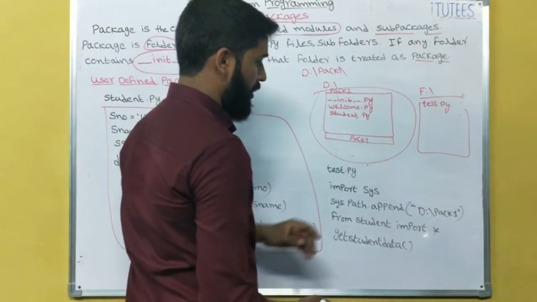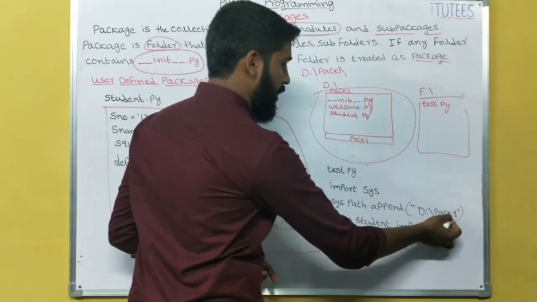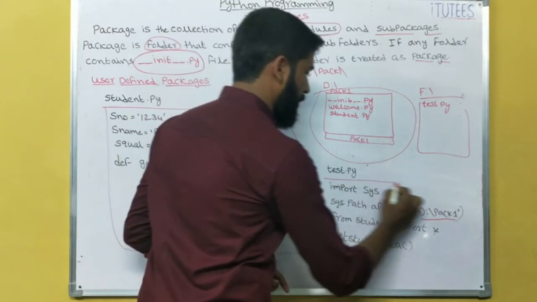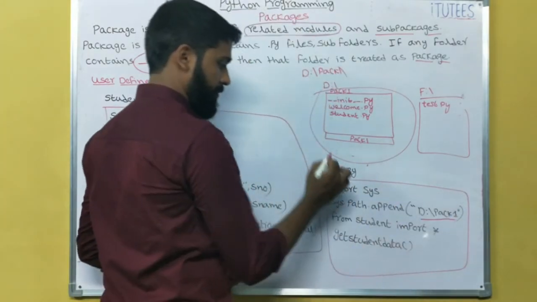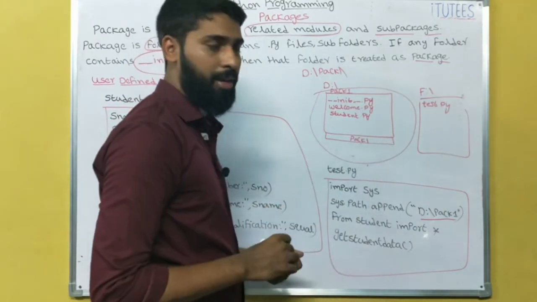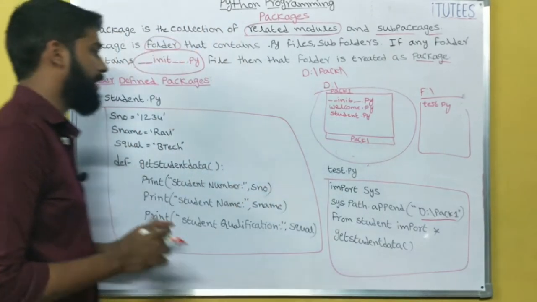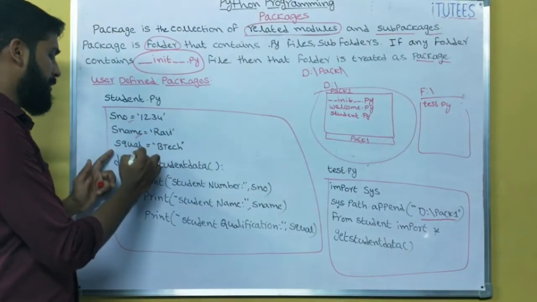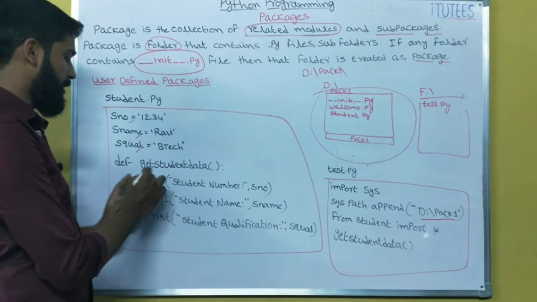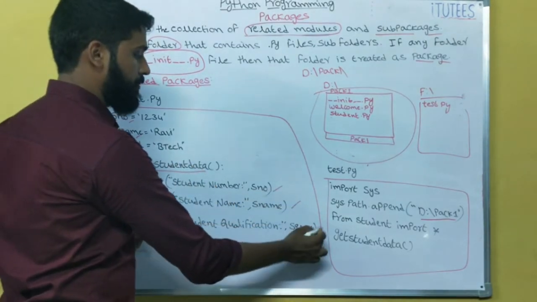That's it. If both are in different locations, then we can append the location of the package. This is the test.py. For example, the test.py is in F drive and the student.py is in D drive. The student.py contains student number, name, qualification. So this is the function. We are going to print those details.